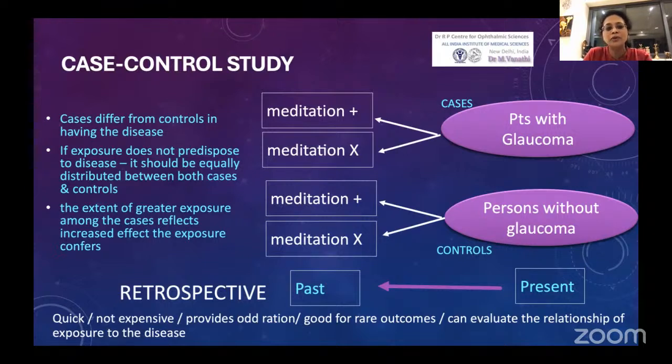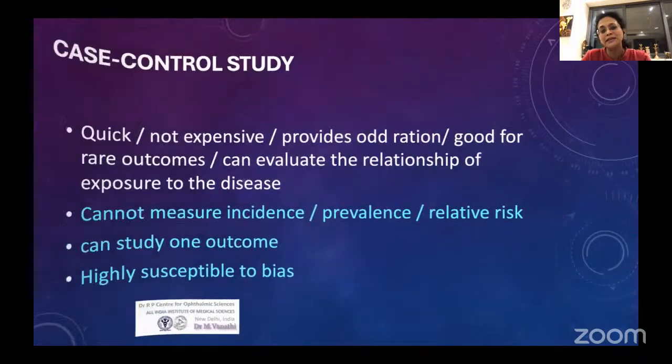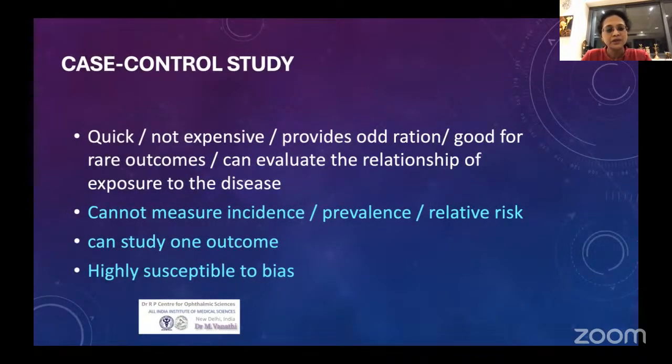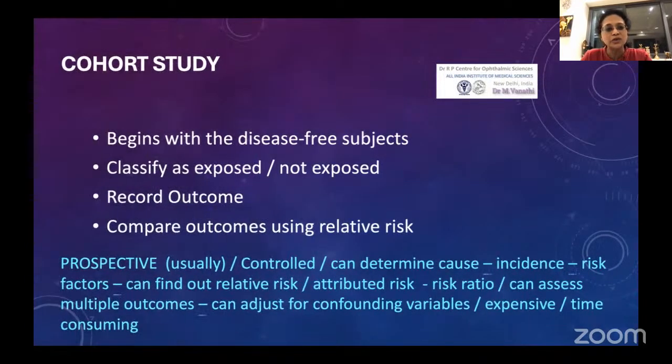So this is an example of a case control study where you're evaluating something which is retrospective here. So that's again very quick, very easy to do. It can provide you tests of significance such as the odds ratio here. It can be used for studying some rare outcomes here. Can evaluate the relationship of the exposure to disease, but then it's only a single point study or a single outcome analysis study here. So that's the downside of it. And it is again susceptible to a high amount of bias here. So these are all the downsides when you do a case control study as well.